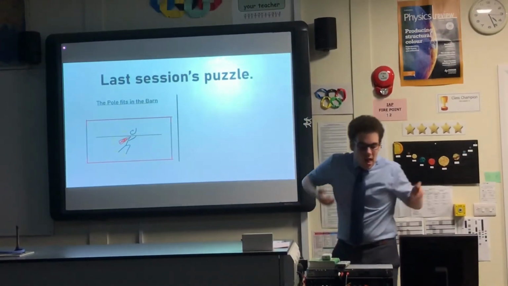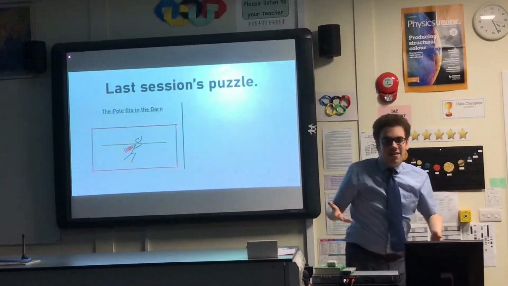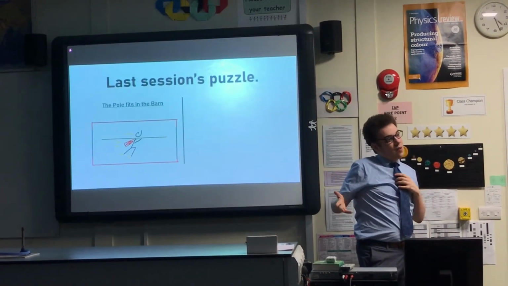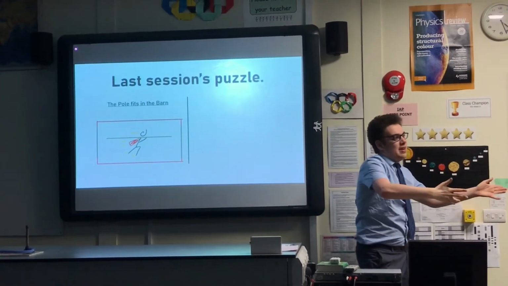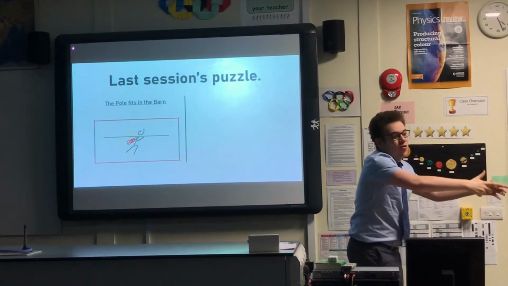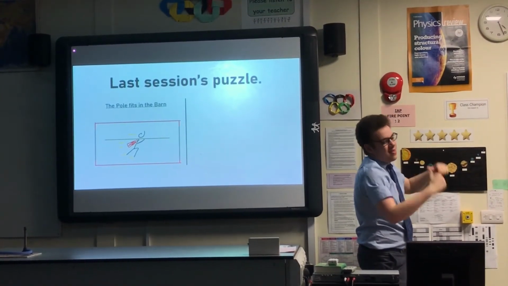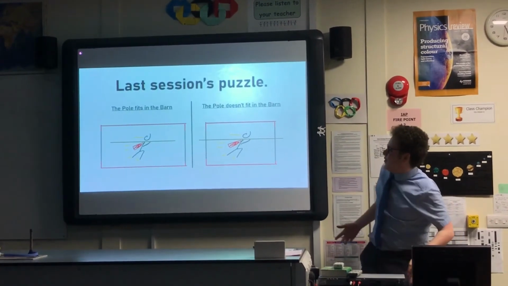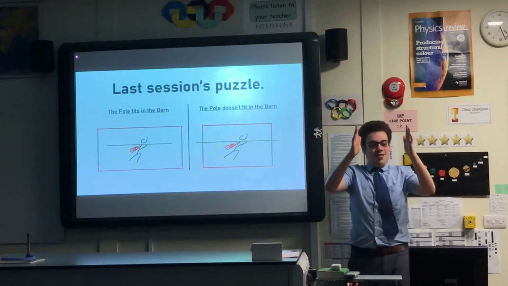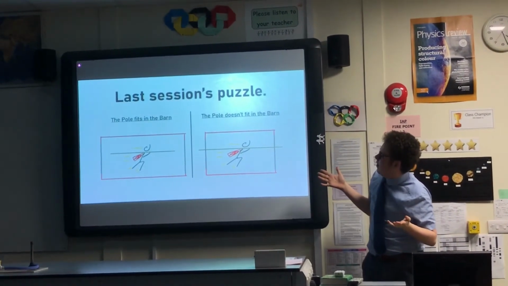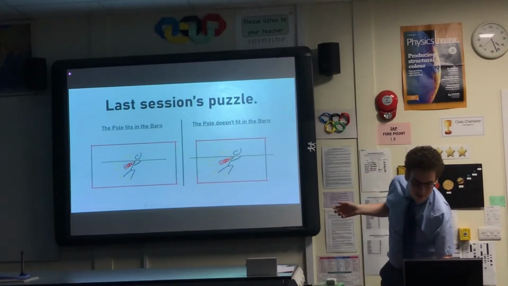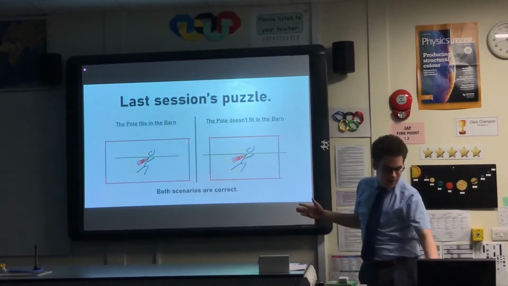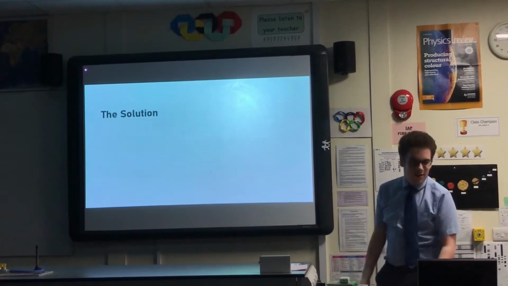However, speed is relative. So as I could say, I'm moving at x speed. We can also say the world is moving towards me at x speed. So this causes the opposite effect, where the barn contracts and now the pole cannot fit in the barn. However, both scenarios are correct. So what is going on here? So here's the solution.